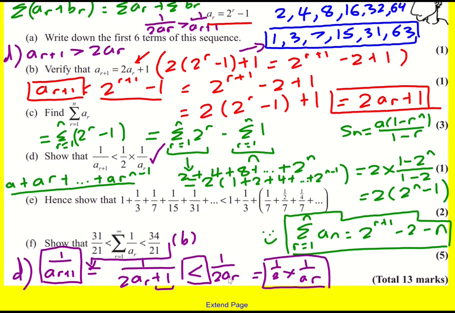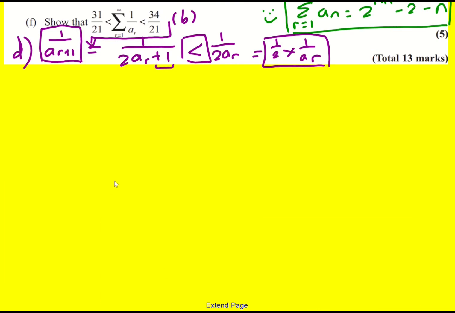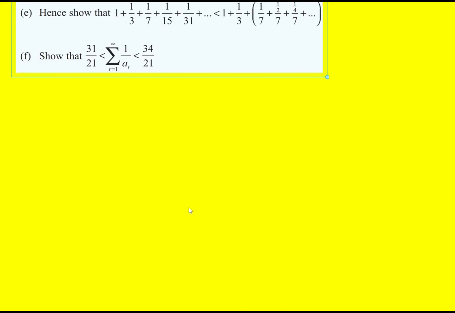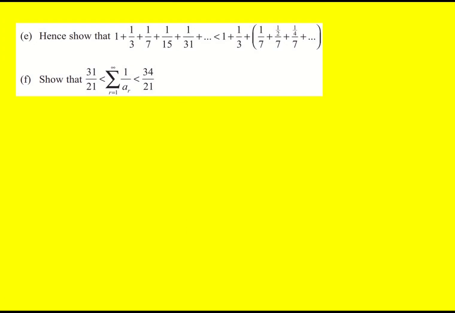On to the last, and I think the trickiest part. We're asked to hence show that this summation is less than this summation. Okay, well, we have that the sum r equals 1 to n of 1 over A_r is going to be 1 over A_1 plus 1 over A_2 and so on.